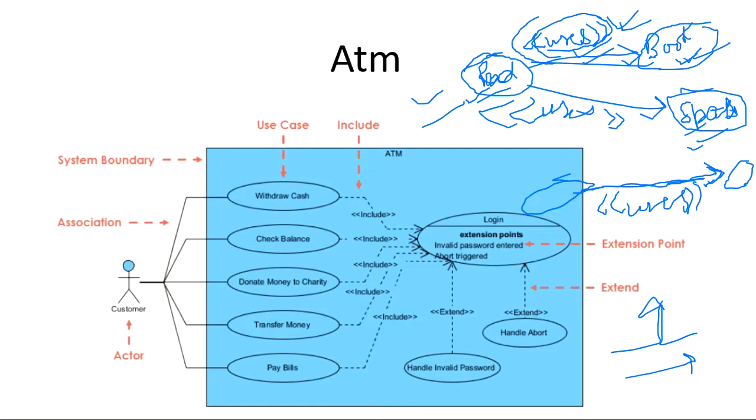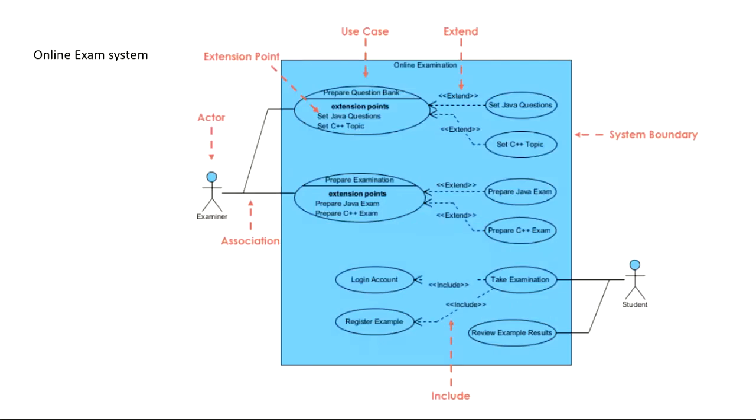So that's why, in this third example we are seeing, you will not see uses here. In most of them, I will show you one more example. See this example. Here also you will see include and extend only. There is no uses relationship because this is not very popular. But you can use it.